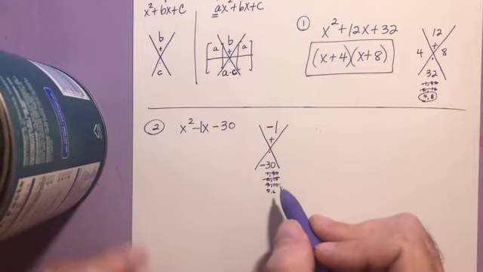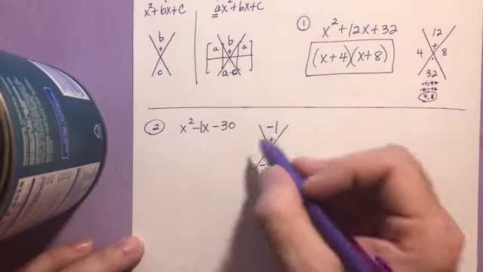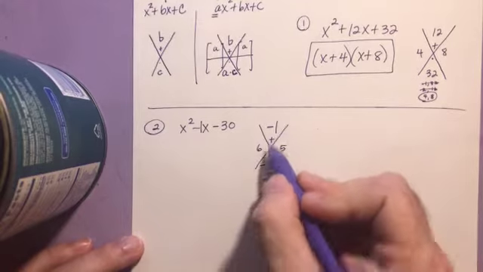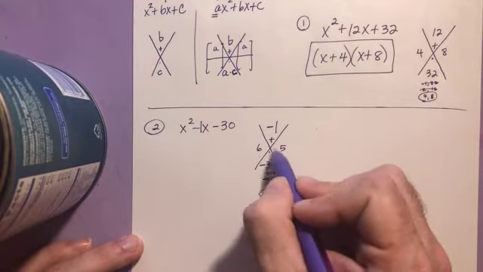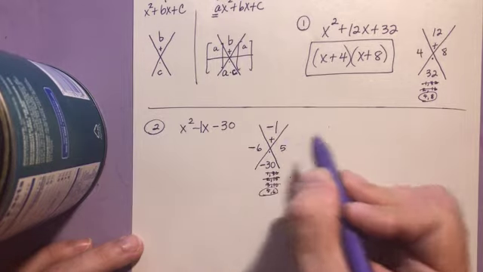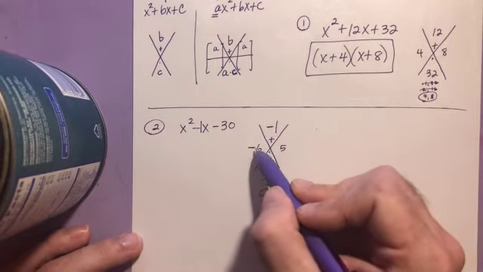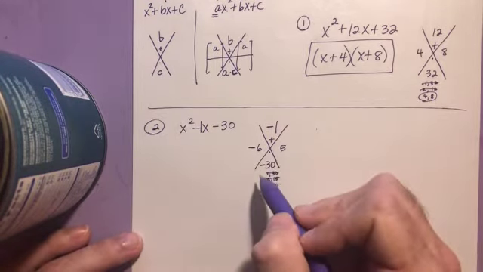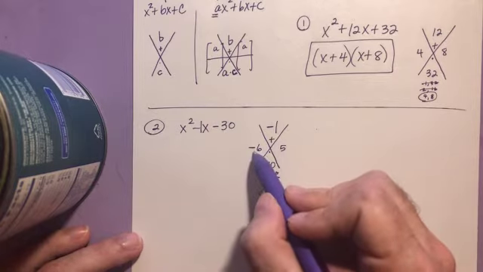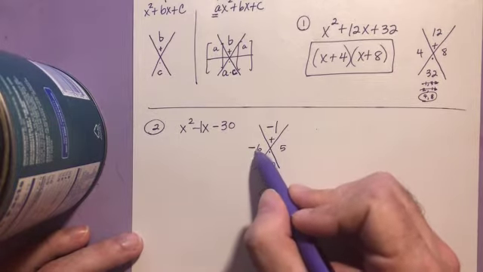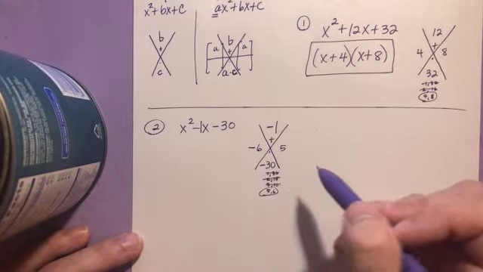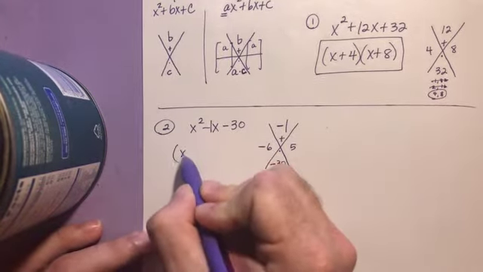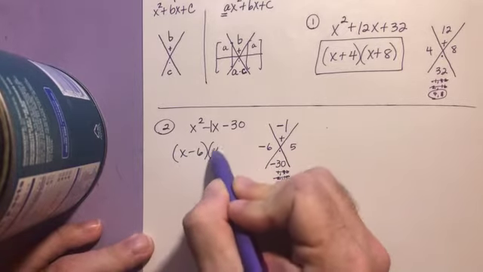I got 5 and 6. Ooh, that makes it. So I need 6 and 5, but the larger number has to match the sign of this, because when I subtract, I always keep the larger number's sign. So that means 6 is going to be negative and 5 is going to be positive. Now, just to make sure, negative 6 times 5 is negative 30. Negative 6 plus 5 is going to give me negative 1. Good to go. So the answer becomes x minus 6 and x plus 5.